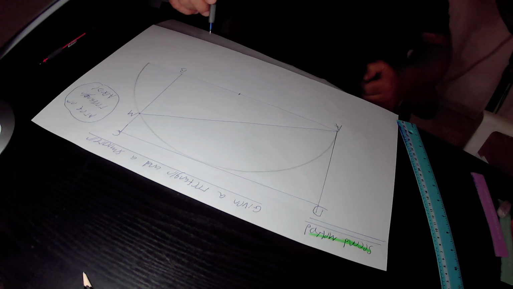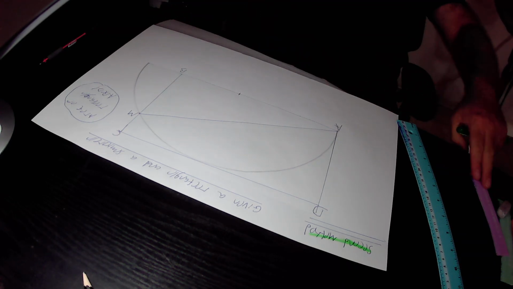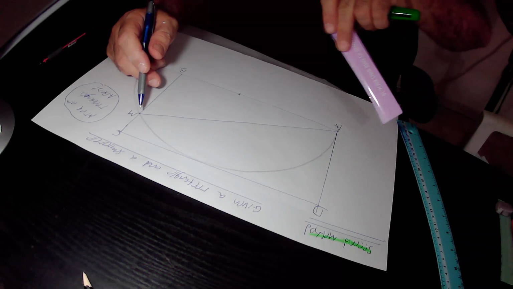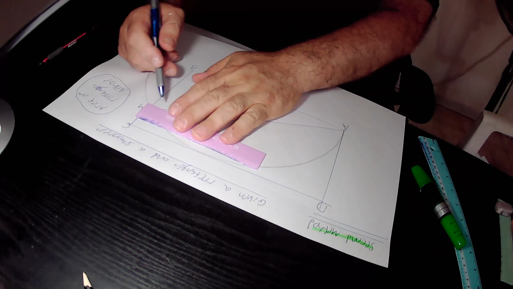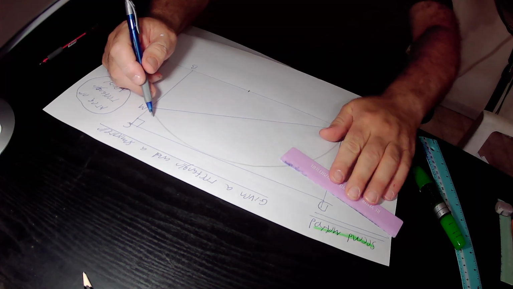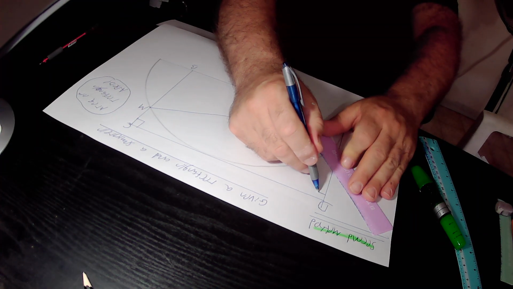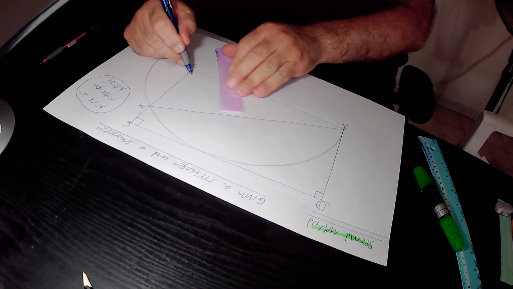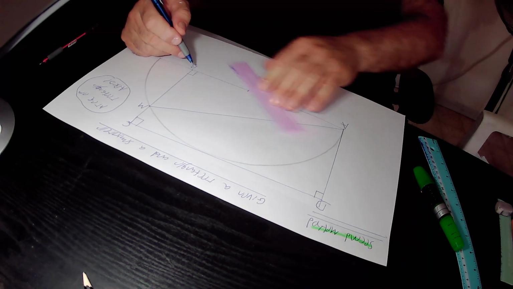So first of all, we know that ABCD is a rectangle. So all four angles inside rectangle ABCD are right angles. This is a right angle. This is a right angle. This is a right angle. And this is also a right angle.